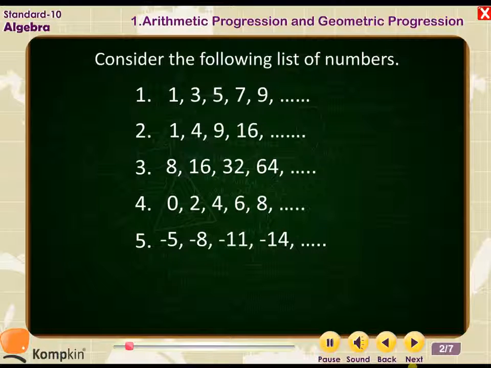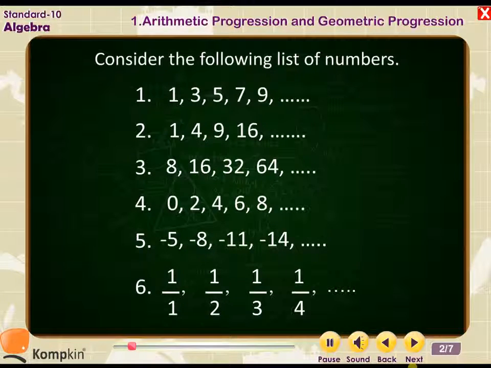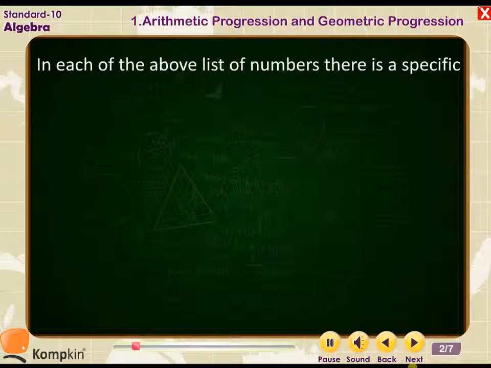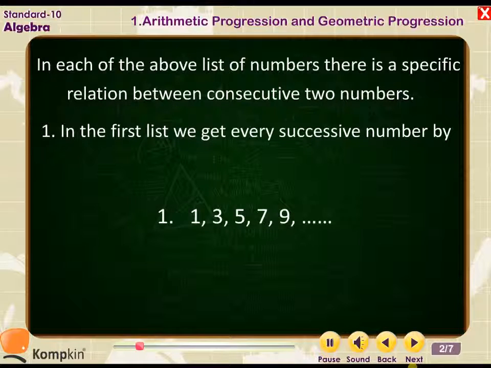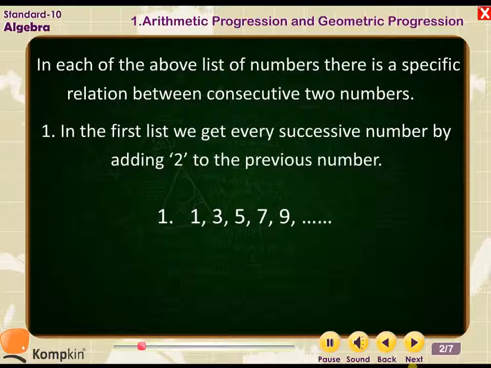5, minus 5, minus 8, minus 11, minus 14, and so on. 6, 1 upon 1, 1 upon 2, 1 upon 3, 1 upon 4, and so on. In each of the above lists of numbers, there is a specific relation between two consecutive numbers. 1. In the first list, we get every successive number by adding 2 to the previous number.